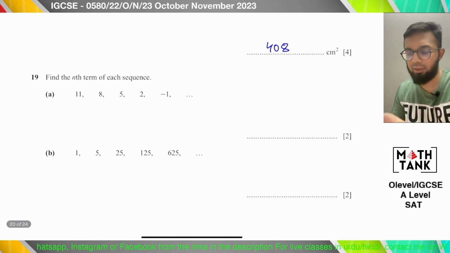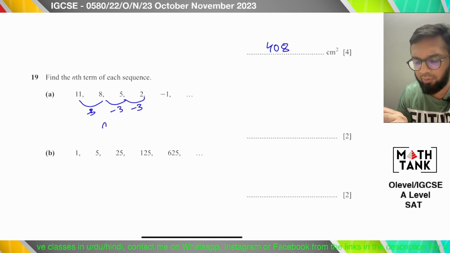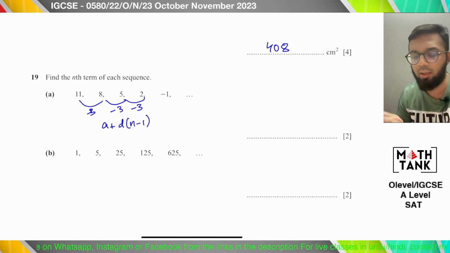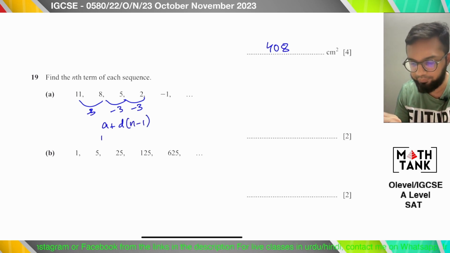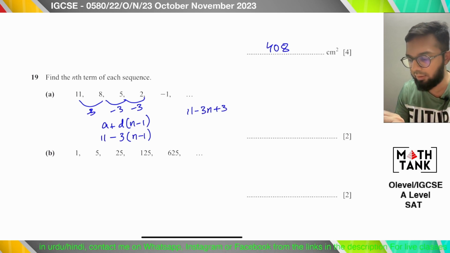Find the nth term of each of the sequences. So let's try what these sequences are. I see a minus 3. The common difference is minus 3, I think. So the formula for this is a plus d times n minus 1, where a is the first term, d is the common difference, in that case minus 3, n minus 1. So this is going to become 11 minus 3n plus 3. So I get 14 minus 3n as the first one.